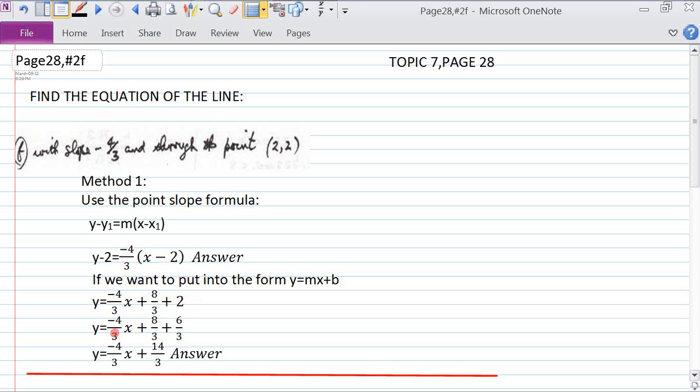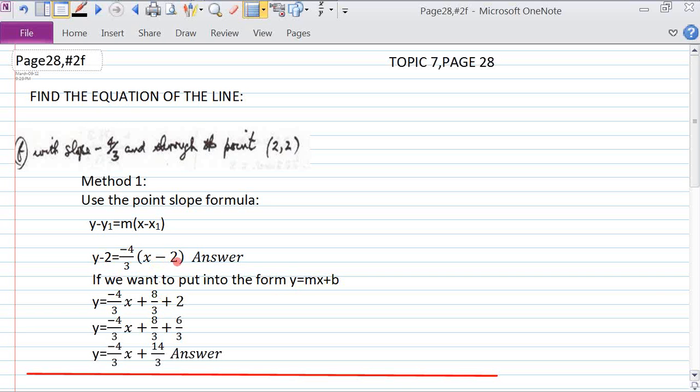Now what I do is I just say, okay, I'm going to leave this the same. I'm going to leave this the same. Instead of 2, I'm going to write 6 over 3 so that everything is over 3. So all I've done in going from here to here is to change 2 into 6 over 3. Now I can combine the 8 plus the 6 and get 14 over 3. So I now have the equation y equals mx plus b in this form.